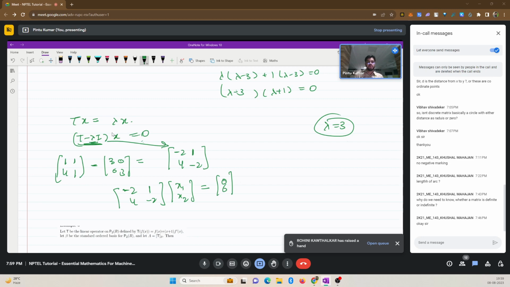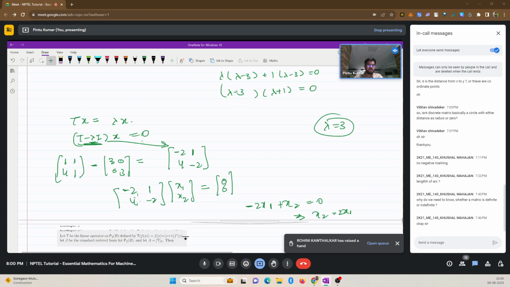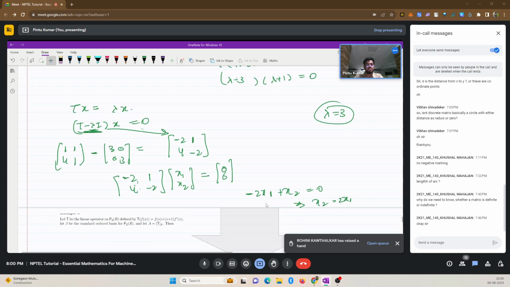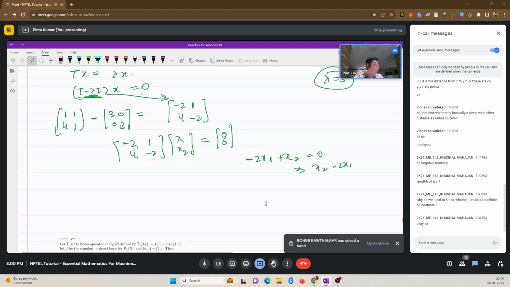If you see carefully, both of these equations are linearly dependent. So even if you solve one of them, minus 2x1 plus x2 is equal to 0. This would mean x2 is 2x1. When you solve a system of equations for eigenvectors, you will not get a unique solution. If x is an eigenvector, then 2 times x is also an eigenvector for the same eigenvalue.